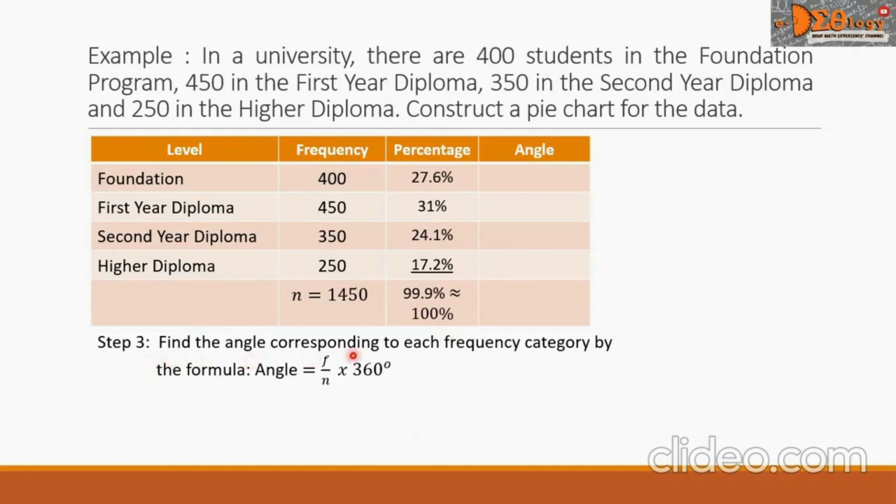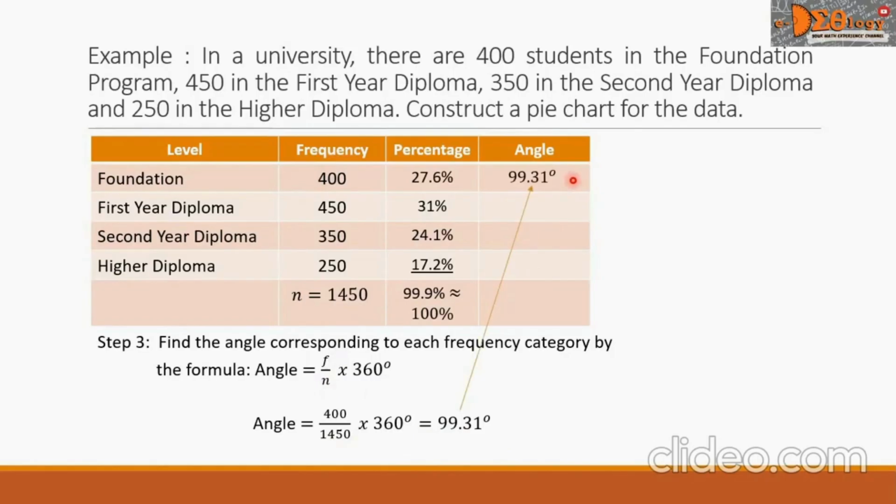Find the angle corresponding to each frequency category by the formula angle equals F over N times 360 degrees. Let's begin with the first blank here. It means, again, I'm going to use the frequency value and then divide by the N, 1450, times 360 degrees. This is equal to 99.31 degrees.